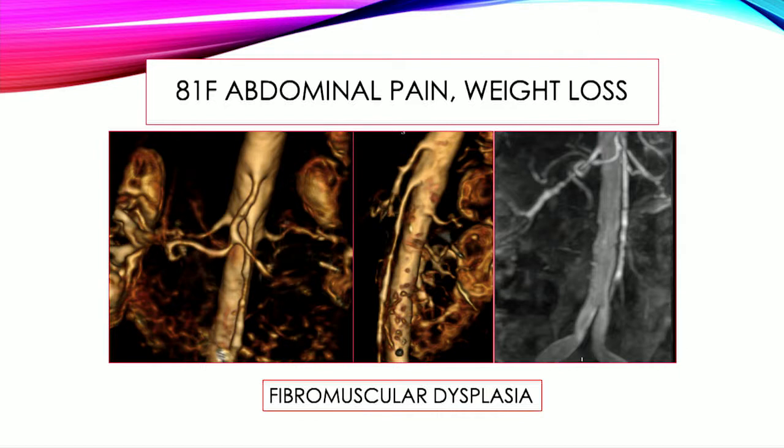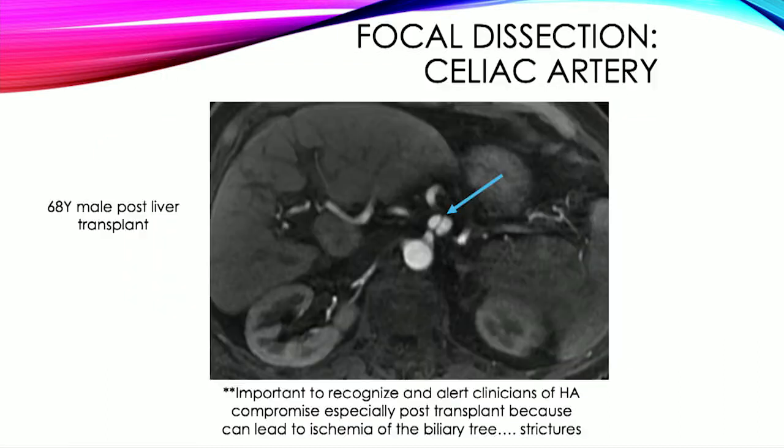This can look very similar to this entity: an older female patient who has multi-vessel irregularities, some narrowing, and sometimes aneurysm formation. And this is an example of a patient who has more extensive fibromuscular dysplasia, which can also affect the carotid arteries. So in a patient like this, you may also look at the carotids, because there can be multi-organ, multi-site involvement.